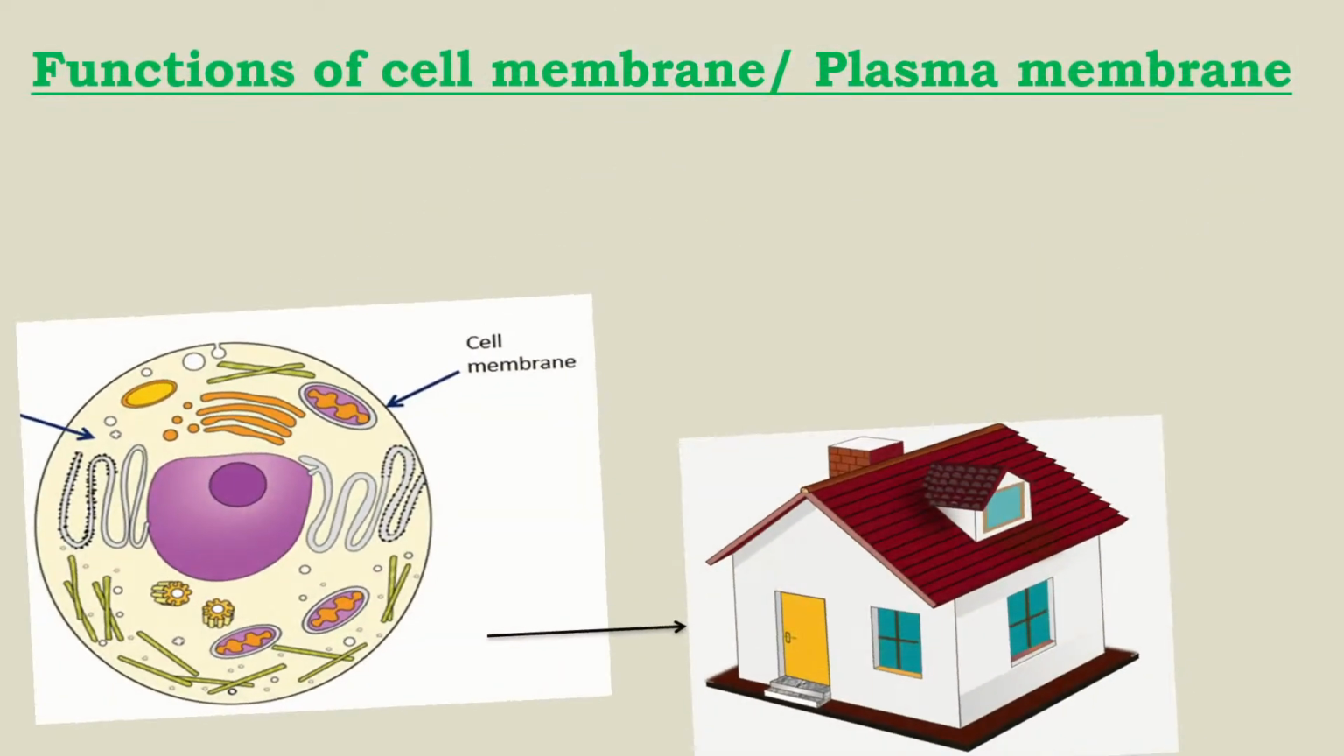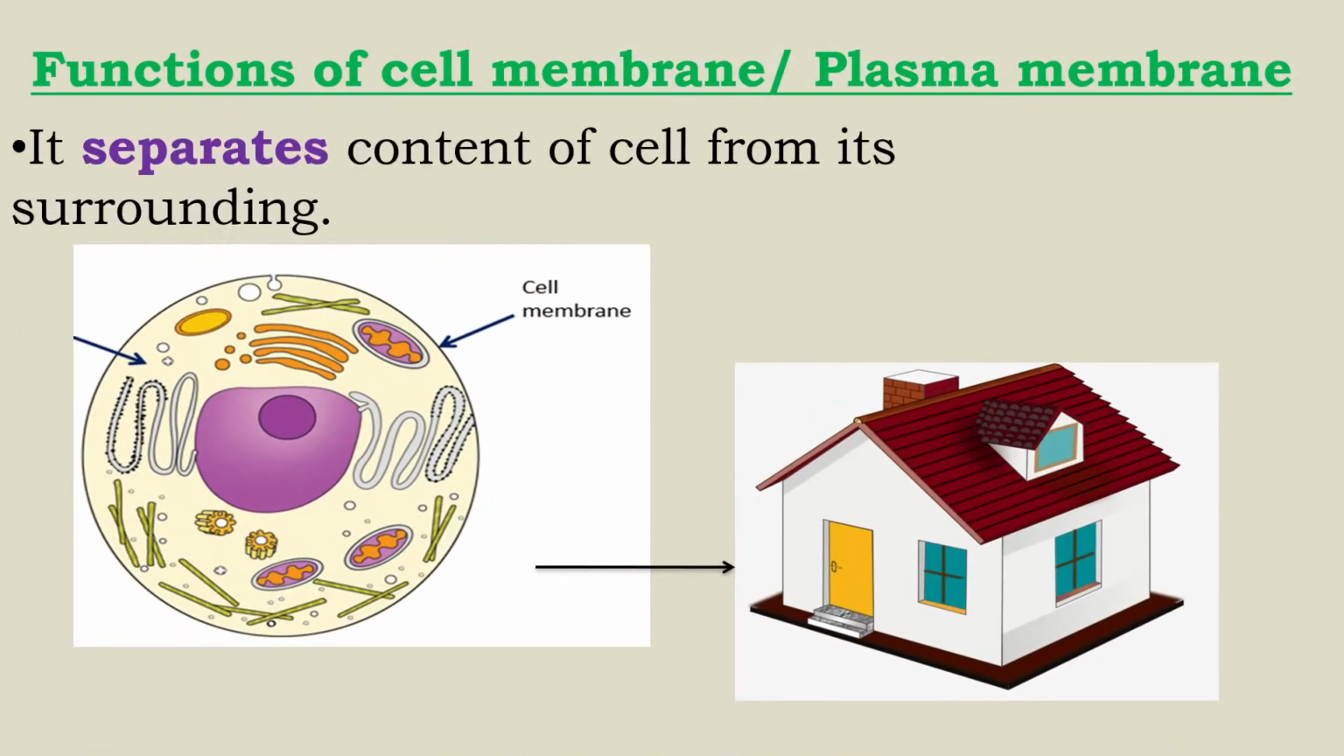Okay, let us understand the function. As I have already told you, it separates the inner content of the cell from the outside environment. Just like the walls of the house separate the house environment, this is the outside environment and this is the inside environment. So just like it separates the environment outside and inside, this cell membrane also separates the content of the cell from its surroundings.